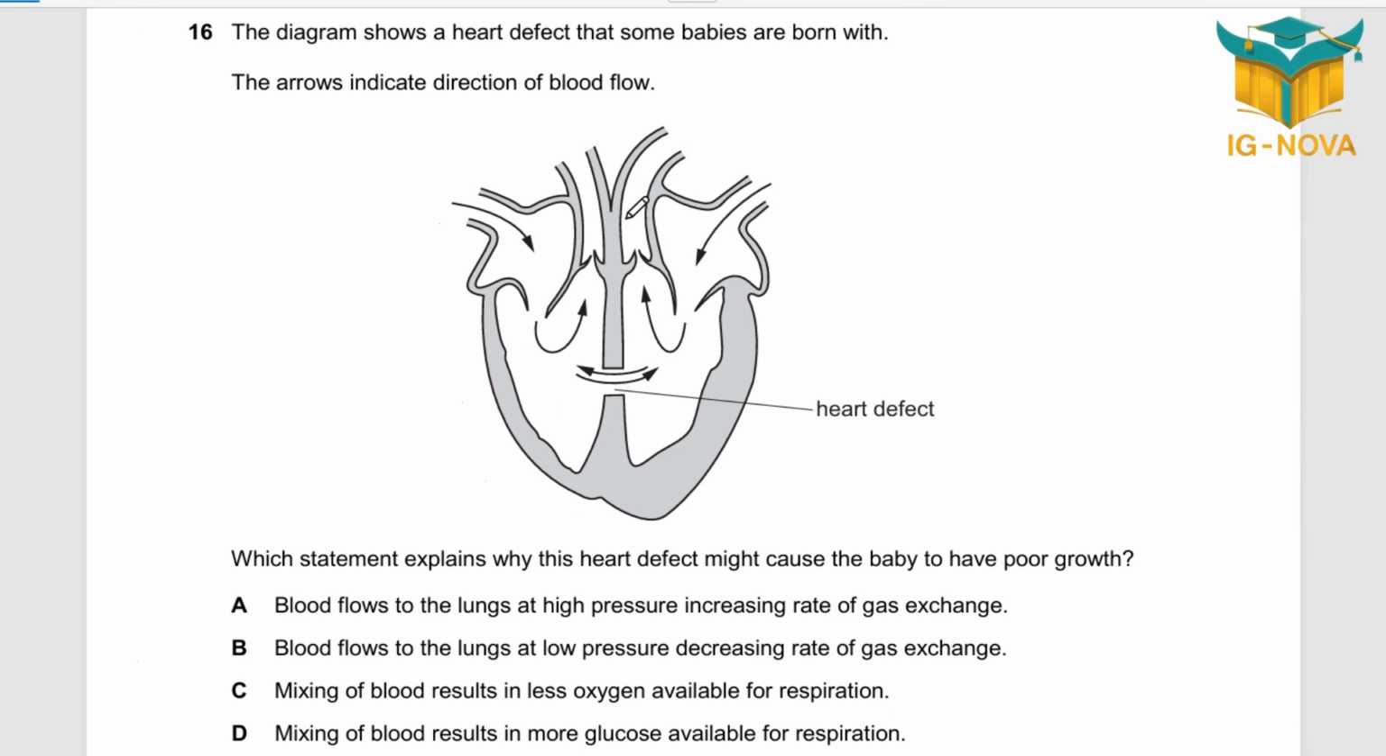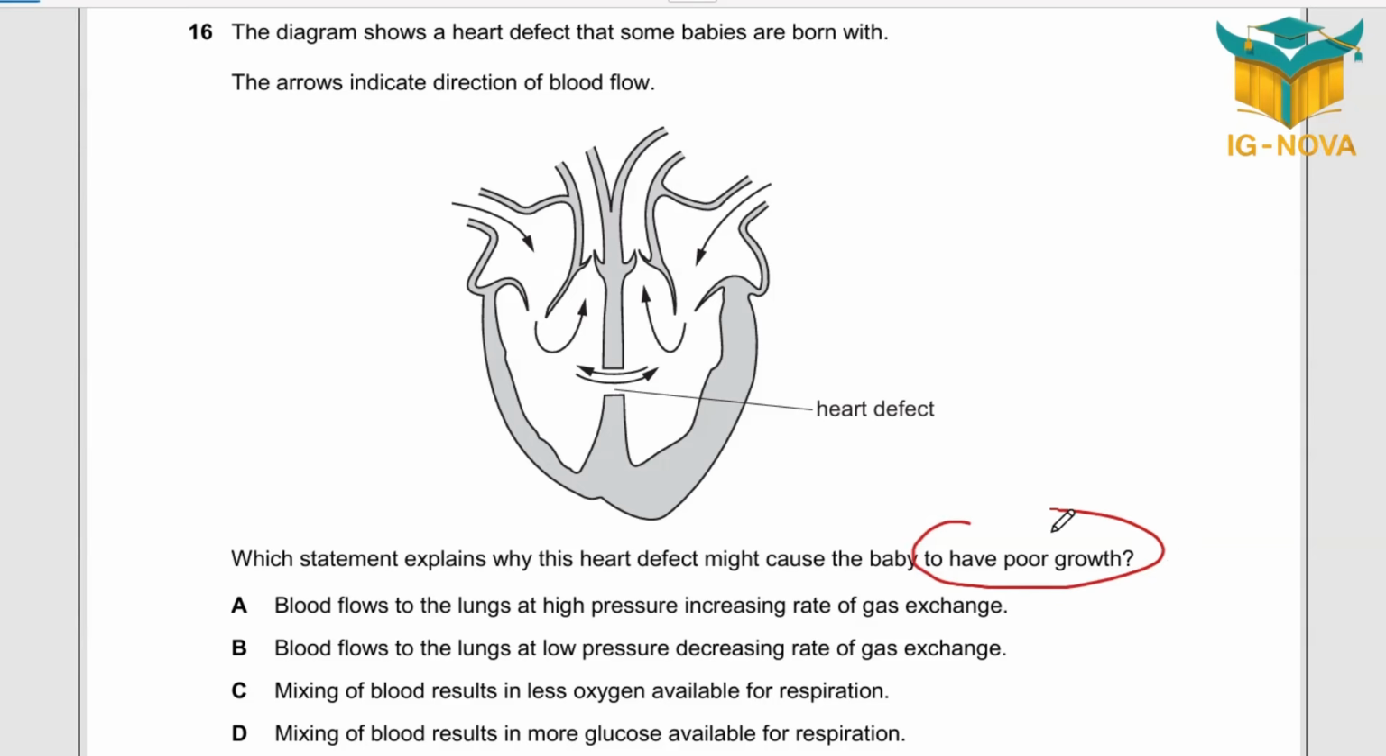Question 16. There is a gap between the left hand side and right hand side. So what will be the consequence? There will be a mixing between oxygenated and deoxygenated blood leading to poor growth. He said that in the question.